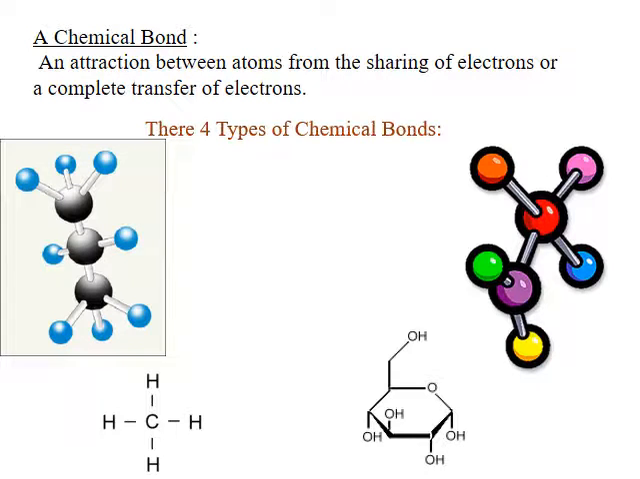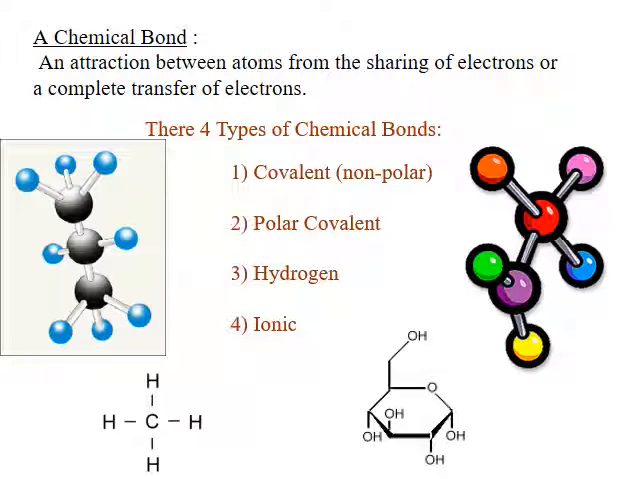So the four types you need to make sure you know: 1, covalent, which is sometimes referred to as non-polar covalent chemical bonds. Usually we just say covalent. 2, polar covalent, a slight twist to the first type. And then 3, hydrogen bonds, and then 4, ionic bonds. So let's get started with covalent bonds.